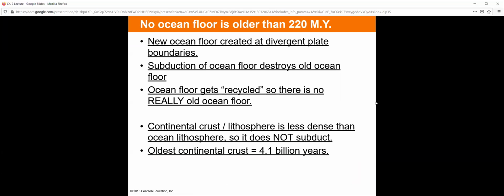No new ocean floor is created at convergent plate boundaries, and subduction of ocean floor destroys ocean floor. Doesn't really destroy as much as it recycles it to create something else. Continental crust and the lithosphere are less dense than the ocean, so they don't subduct, right? The deeper thing is what's pushed underneath. The oldest continental crust we have is about 4.1 billion years old, mainly because it doesn't get subducted as frequently. If you find a location, such as the Canadian Shield or certain parts of Australia, where nothing's really tried to take the crust down, the crust isn't taken down.